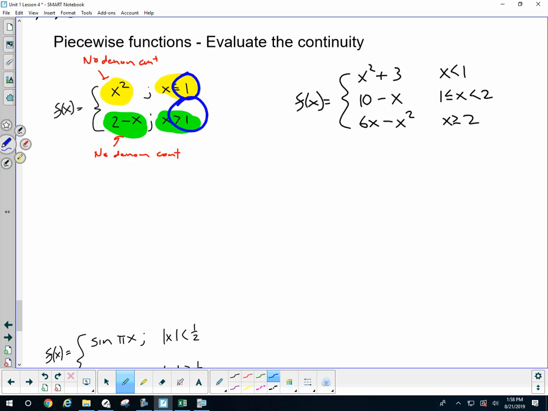And does my top piece meet up with my bottom piece at that coordinate where I leave one and pick up the other? How I like to kind of show that is I'll call this f sub 1 and this f sub 2, and I will check. Do they meet up with each other at 1? Does 1 squared equal 2 minus 1? Yes, this function's continuous everywhere. No jumps.